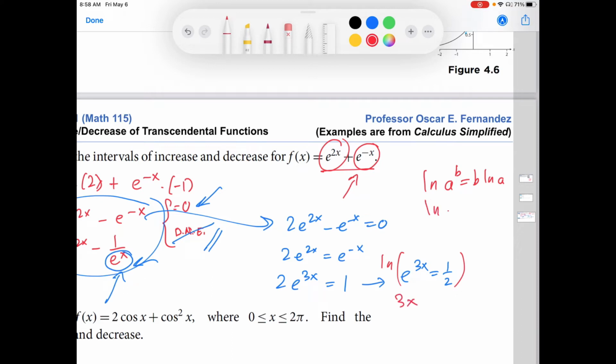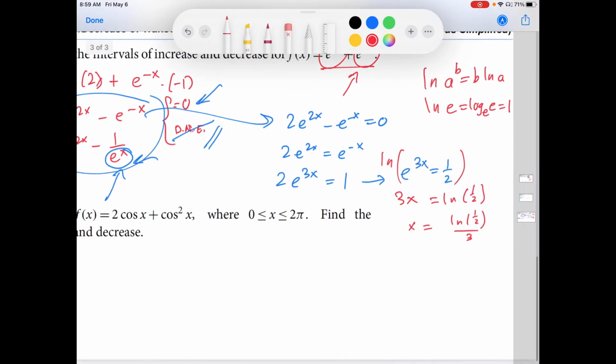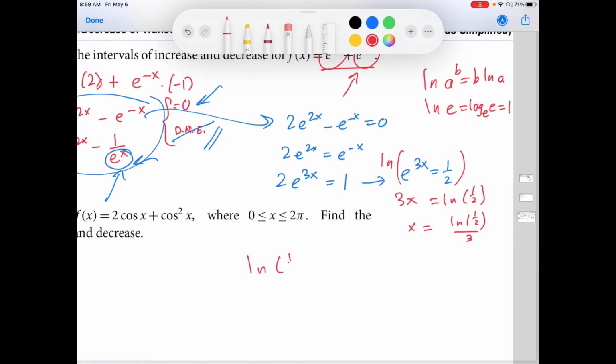Remember also that ln of e is log base e of e, and that's just 1. So I don't have an ln of e here, that's just 1. And on the right-hand side, I have ln of 1/2. So long story short, x equals ln of 1/2 divided by 3. You could leave it this way, or you could use yet another property of logs, which is that ln of a quotient is the difference of the ln's. And you could then remember that ln of 1 is 0. So this becomes minus ln of 2. So we can rewrite x as minus ln of 2 over 3.